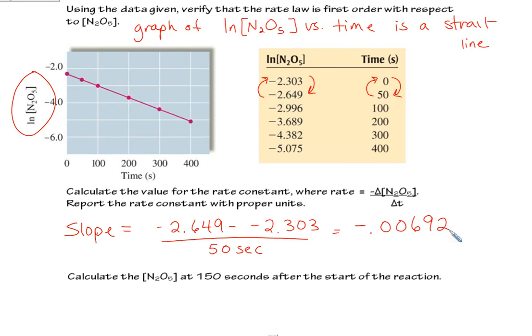They're usually reported as a positive. So my constant is positive 0.00692. And the units are just going to be 1 over seconds. Technically, by taking the natural log of the concentration, that number becomes unitless. So I really don't have any unit on the top, but I got seconds on the bottom. So 1 over seconds. Done. It was just the opposite of the slope.